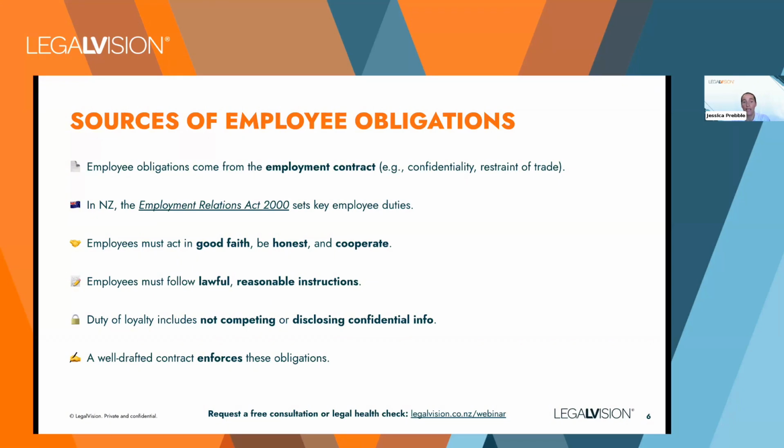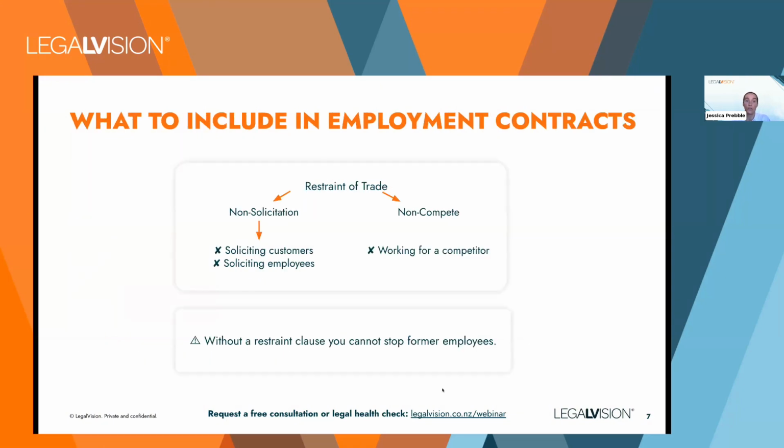Now, it is important to include carefully drafted restraint clauses in your employment contracts. A restraint of trade clause is useful because it helps protect a business's legitimate commercial interests after an employee leaves their job. These clauses are particularly important in industries where companies have sensitive information, client relationships, or trade secrets. There are two types of restraint clauses: non-solicitation and non-compete.